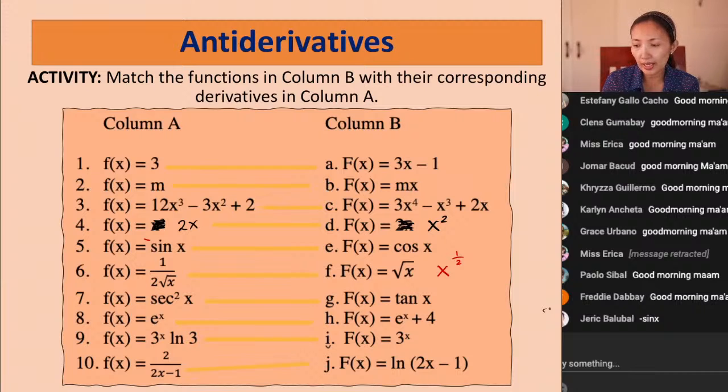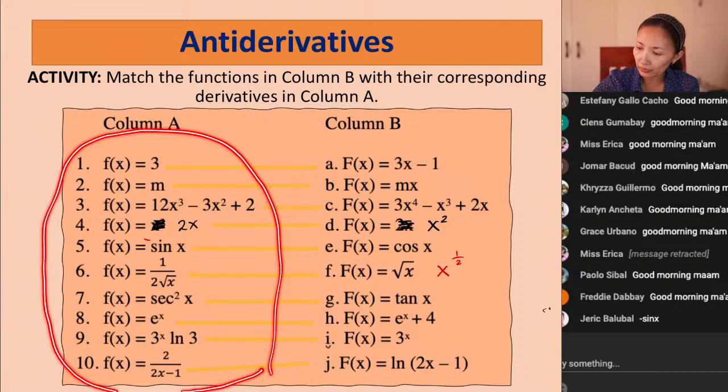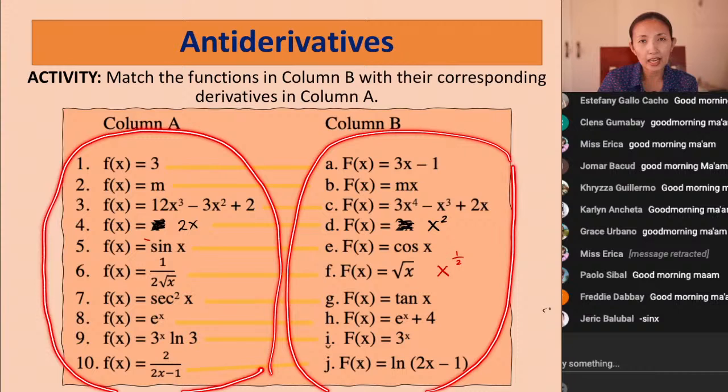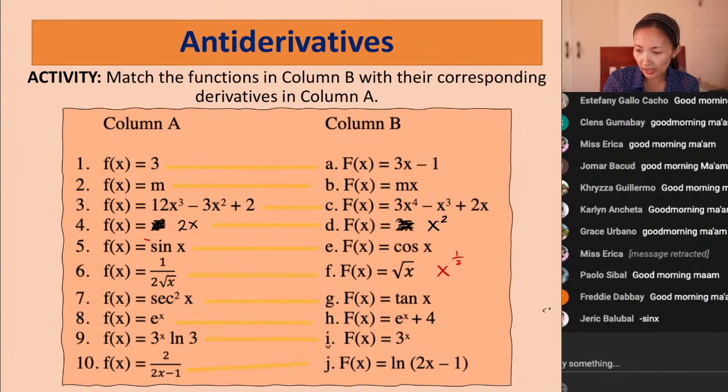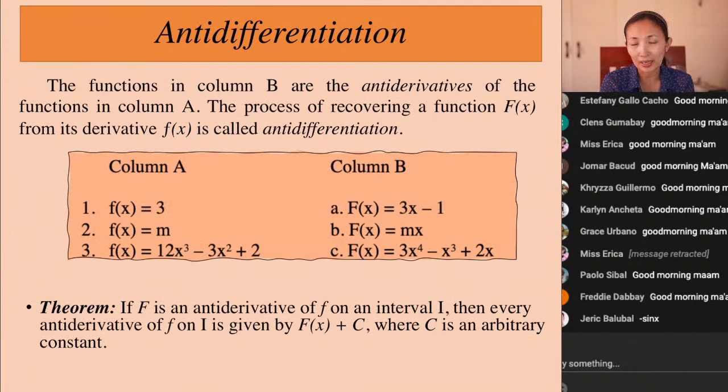So what can you say about columns A and B? The functions in column A are in fact the derivatives of the functions in column B. Or we can also say that entries in column B are the antiderivatives of the functions in column A. But by anti-differentiation, what do we mean by that term? By that process or the term antiderivative. So we said a while ago that the functions in column B are the antiderivatives, the original function, the antiderivatives of the functions in column A.